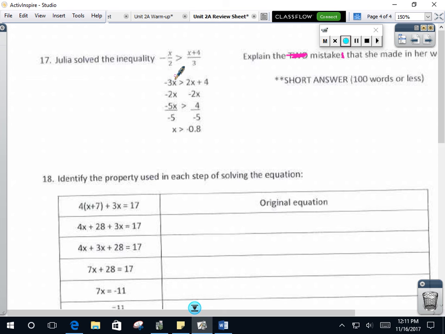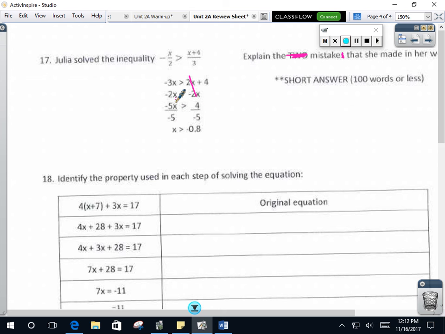See how you have a negative 3x and a positive 2x? Shouldn't you combine them on the same side? Well, that's what she did. To get this 2x removed from this side, she subtracted it. And then she subtracted it on over here, which made it become a negative 5x. Then at that point, to get x by itself, wouldn't you divide by negative 5?